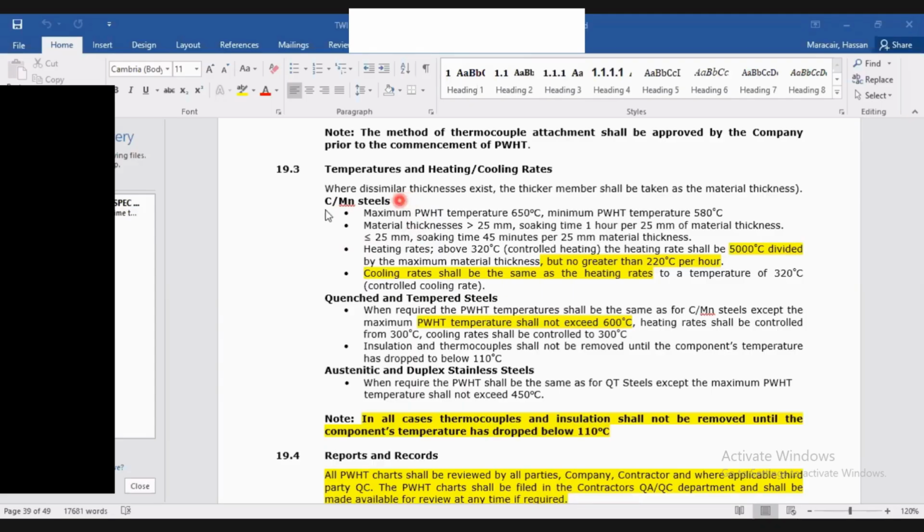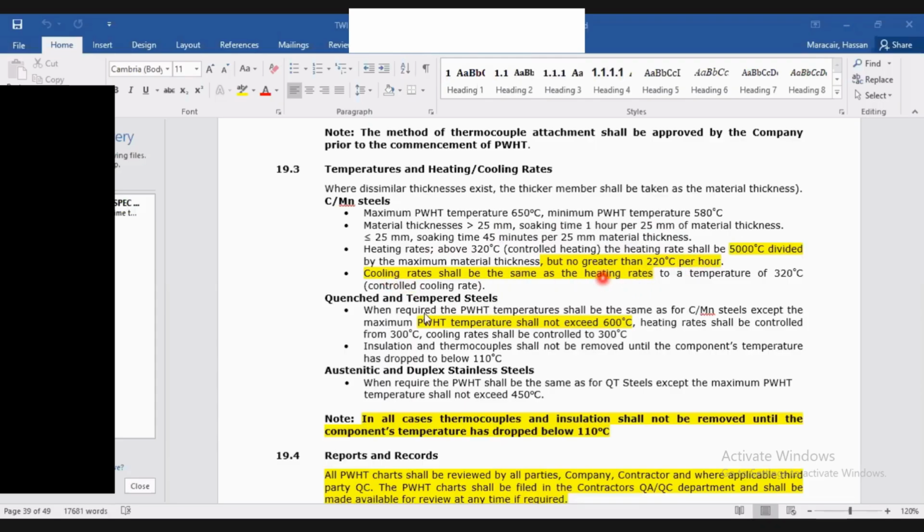All right, look at carbon manganese. Maximum post-weld heat treatment temperature 650. Minimum post-weld temperature 580. For metal thickness more than 25 mm or 1 inch, soaking time is 1 hour. Heating rate above 320 degrees C must be controlled, at 5,000 divided by thickness, no longer than 220 degrees C per hour. Cooling rate shall be the same as the heating rate.